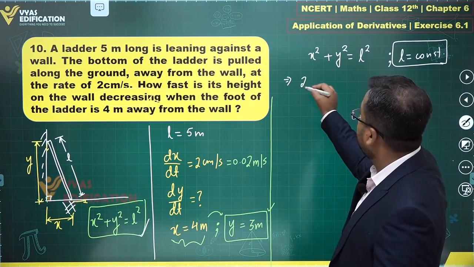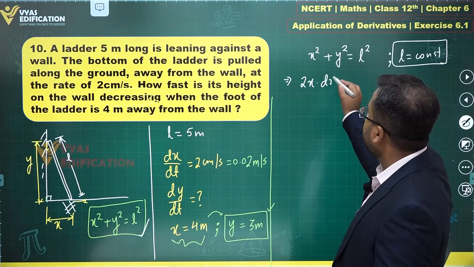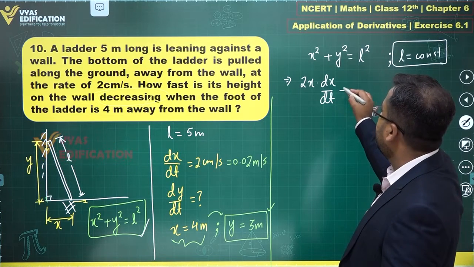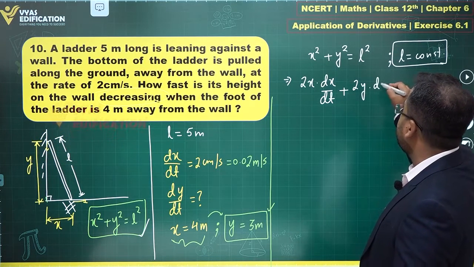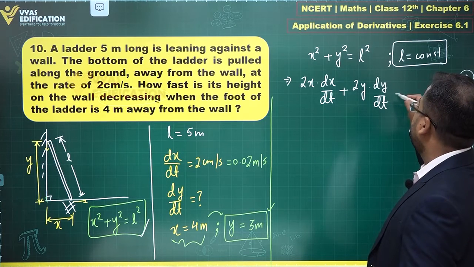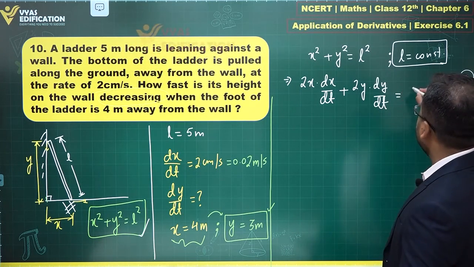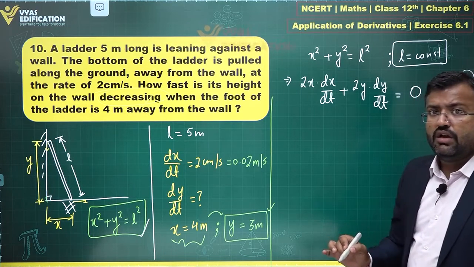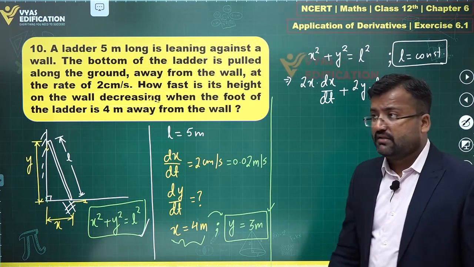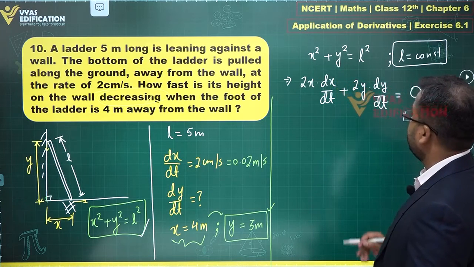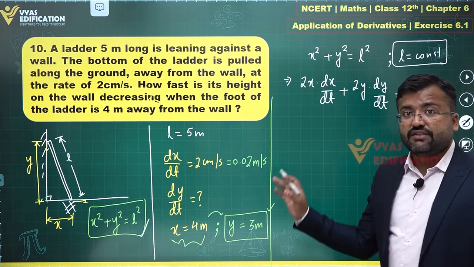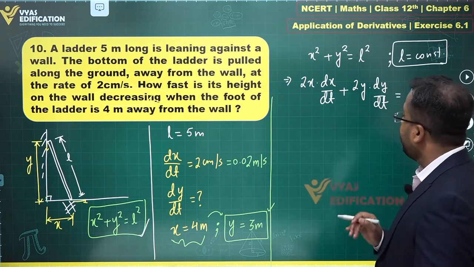So what you get is 2x times dx by dt, chain rule, plus 2y times dy by dt, again chain rule. Derivative of L square, L is a constant, so L square is a constant, derivative will be 0 with respect to anything for that matter, right? This is a constant, that's not changing with respect to time. L is not changing with respect to time, so this is 0.